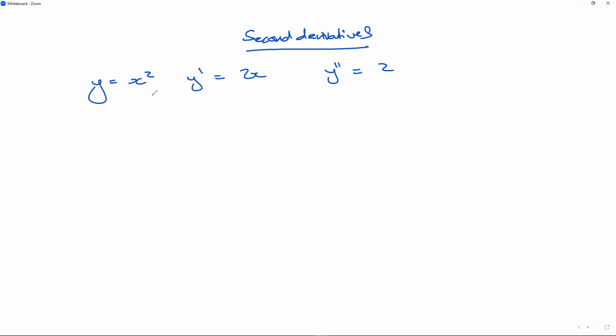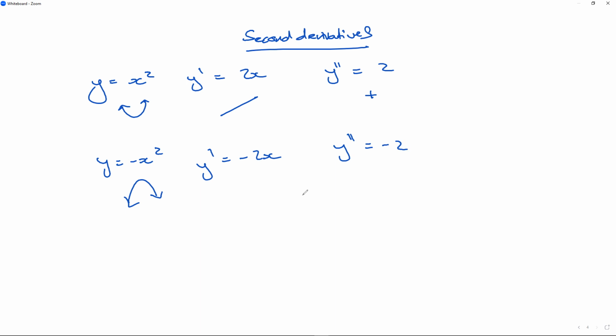So for example, this is a smiley face parabola, and this is a straight line, and this over here is a positive value. Let's suppose I got y equals negative x squared, which is a sad face parabola. When I derive this function, it becomes negative 2x. When I derive it again, it becomes negative 2. This is a negative value. This is a negative gradient as well.